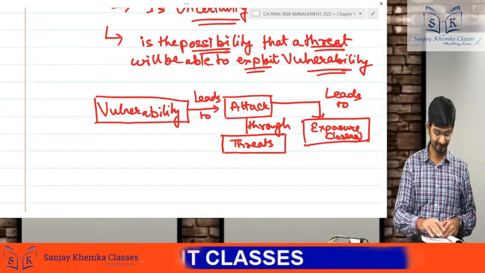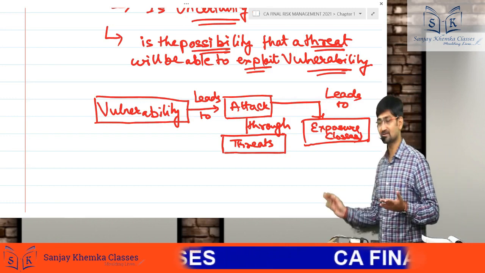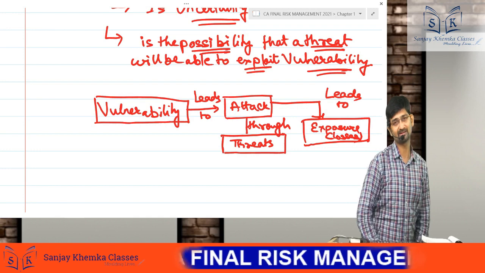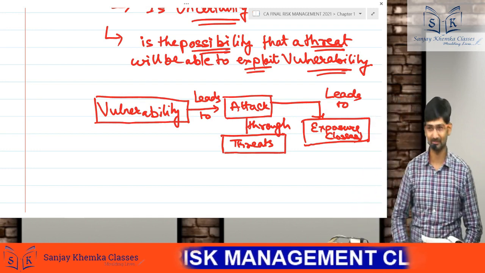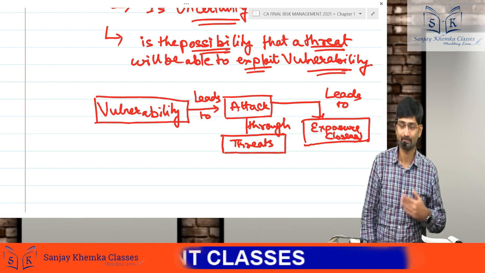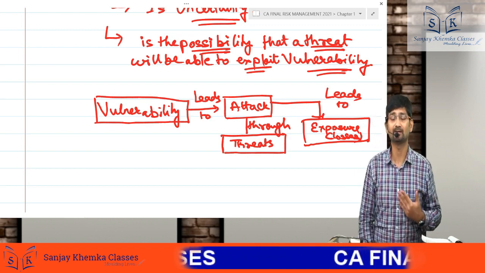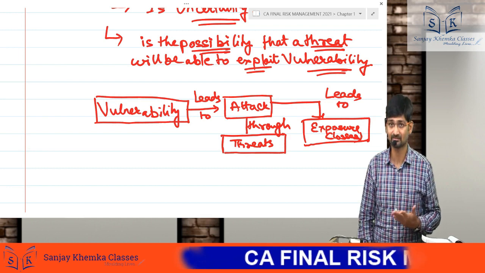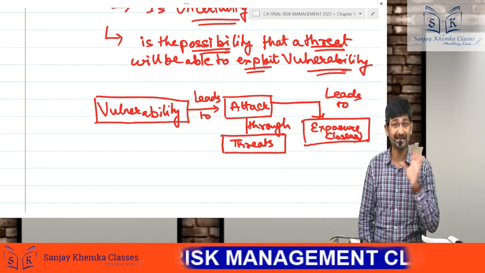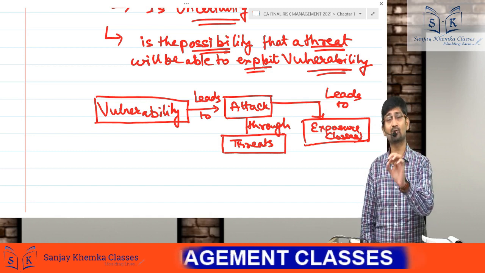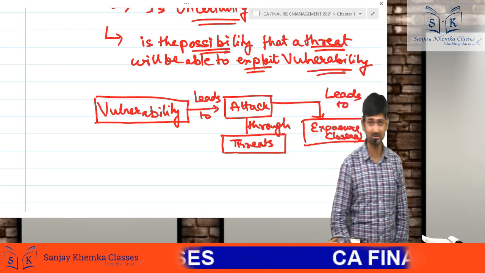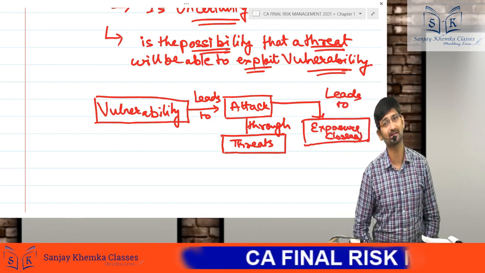This is a diagram that I often draw at the intermediate levels also. ISCA students and CA final students have studied this with me, and obviously the risk management students also study this with me. Vulnerability is a weakness. Vulnerability means vulnerable. Threat is any kind of agent that can exploit that weakness.